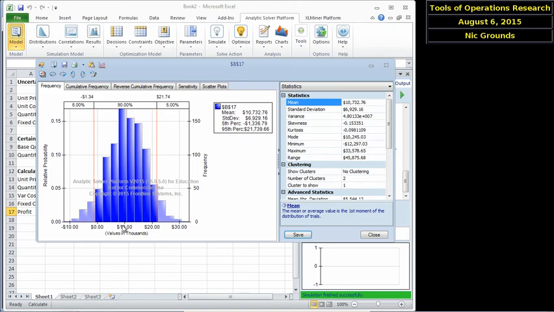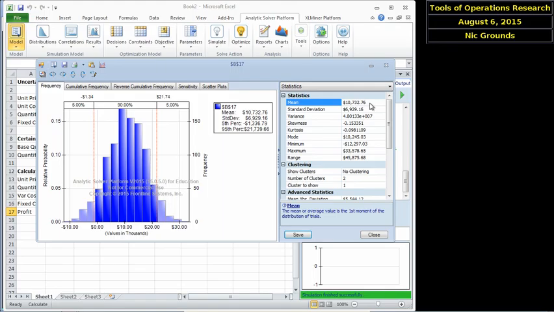So we're somewhere here in the $10,000 range, and if you look over here, it's $10,732.76. So on average, given all these model parameters and the uncertainty that we represented, we'd expect to earn about $10,732 in profit.